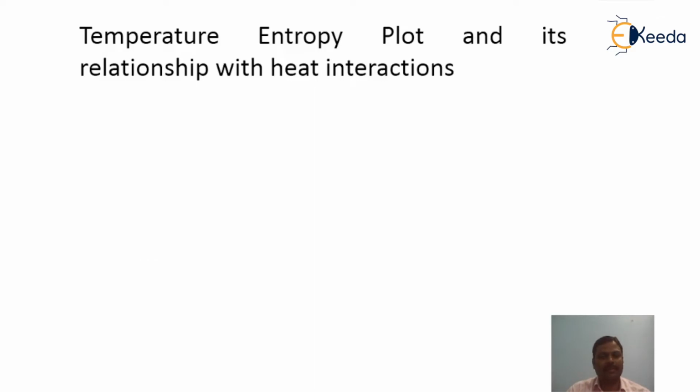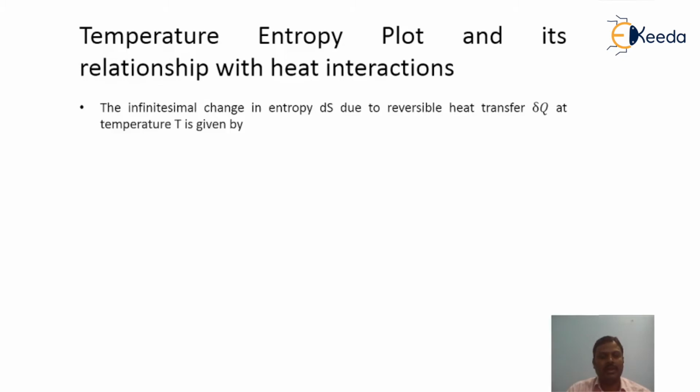Now let us discuss the temperature entropy plot and its relationship with heat interaction. The infinitesimal change in entropy dS due to reversible heat transfer delta Q at temperature T is given by dS equal to delta Q reversible divided by T. So for a reversible process that undergoes an infinitesimal change in the state of a system, there will be an infinitesimal change in entropy, and that is caused by reversible heat transfer delta Q. So that is dS equal to delta Q reversible divided by T.